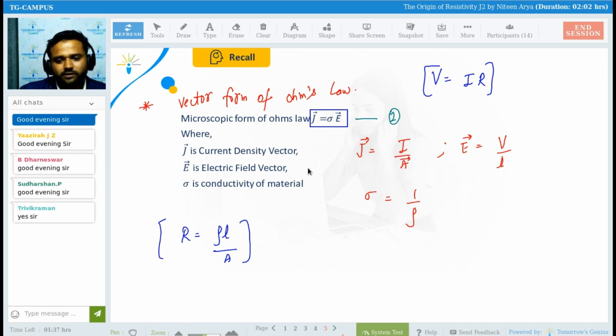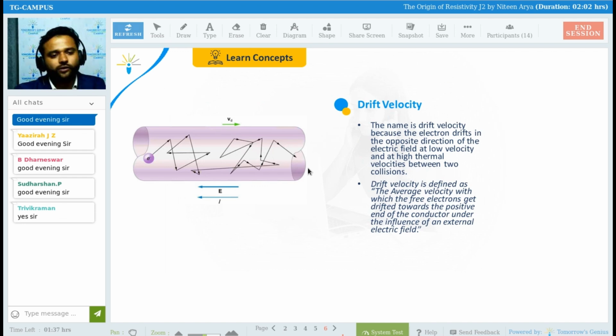no doubt. Good. Then moving ahead, this is what we're going to learn in this particular class. This is the beginning. Till now we were just revising what we already did in the previous class, a kind of teaser or trailer. What is drift velocity? Let's understand the definition, and then the physics concept behind it. The name is drift velocity because the electrons drift in the direction opposite to the electric field at a low velocity, and at high thermal velocity between two collisions.